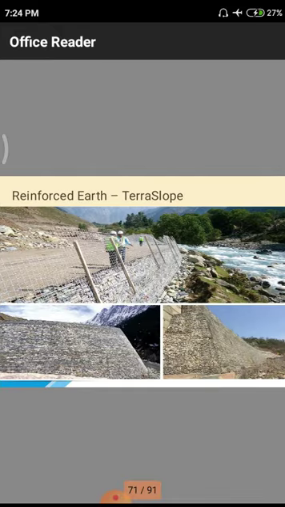Simply, this is the best example. This is one of the reinforced earth and terra constructions. That means they are maintaining a particular quantity of slope. On the slope, they are maintaining this gabion basket. In the particular gabion basket itself, they are maintaining stones. That means stones having different sizes, so that those are also responsible for protecting the slope.